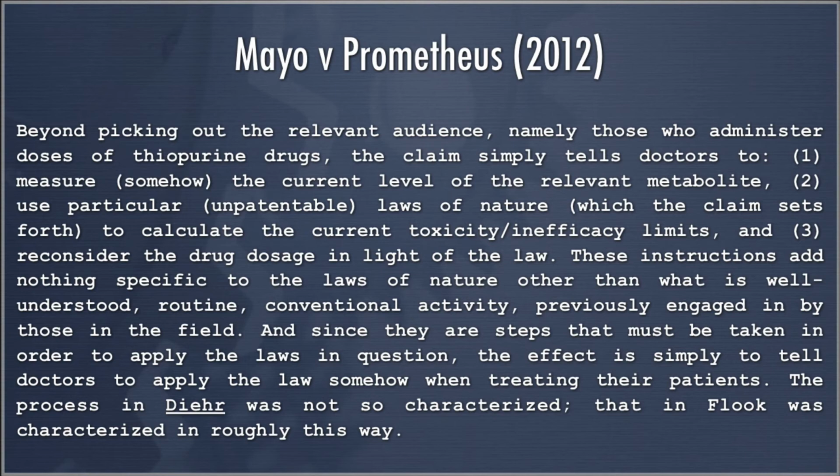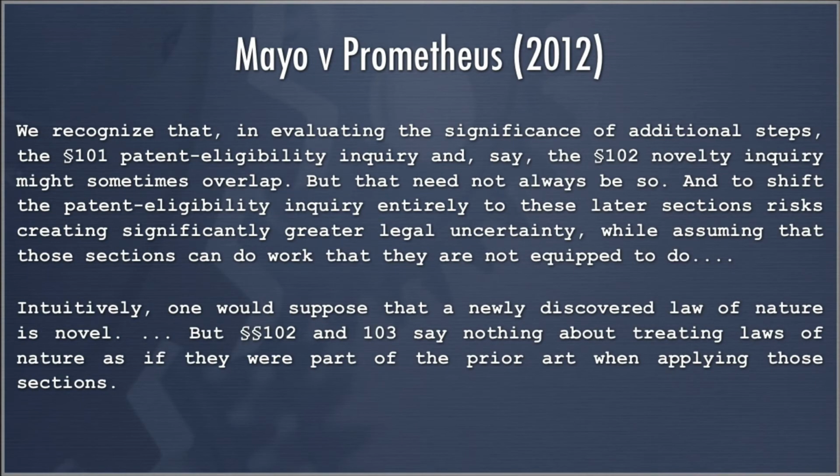So what they're saying is that this is unlike Diehr, it's more like Flook, right, which is another pre-Diehr case, finding an unpatentable invention. And they say that what must be added is something more than what's well understood, routine and conventional activity. They say we recognize that in evaluating the significance of additional steps, the 101 patent eligibility inquiry and, say, the 102 novelty inquiry might sometimes overlap, right?